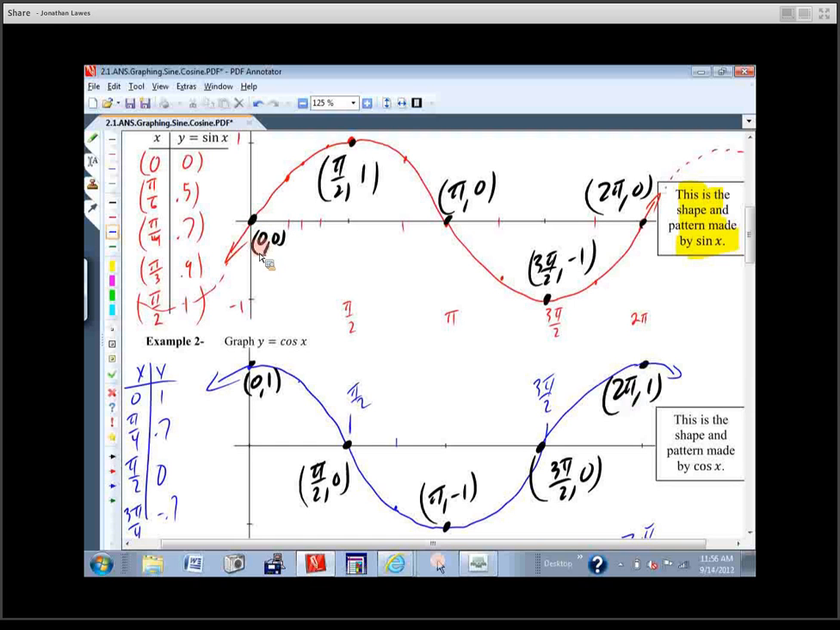They look very, very similar. The big difference is the sine starts at 0 and goes up to 1, and the cosine starts at 1 and goes down to 0. Okay? That's how you can tell them apart. Any questions? Sure?